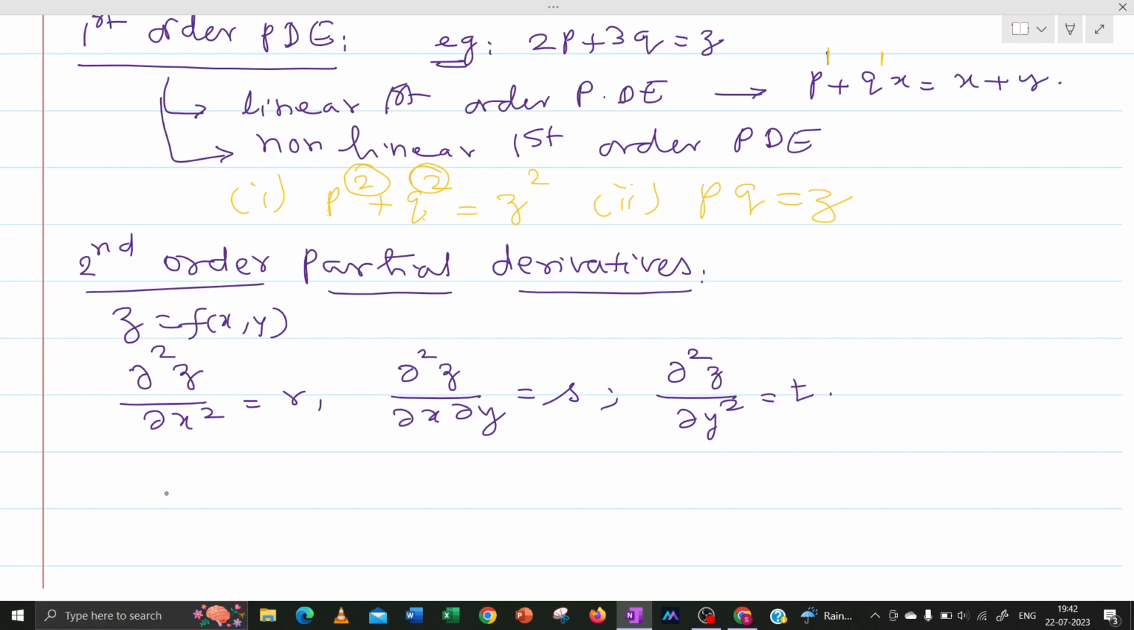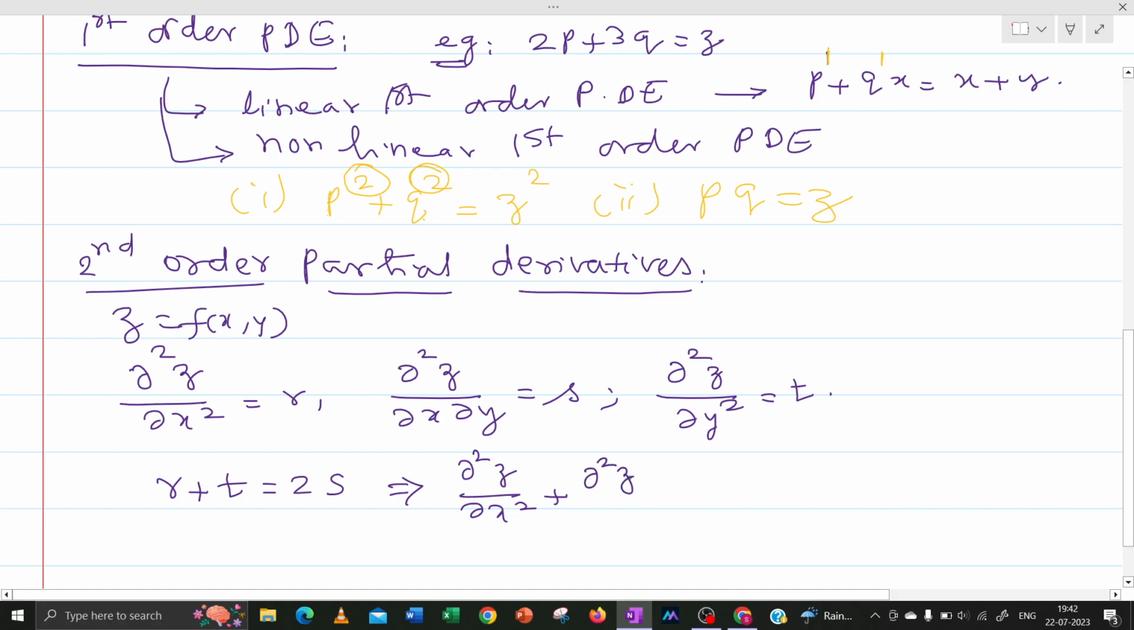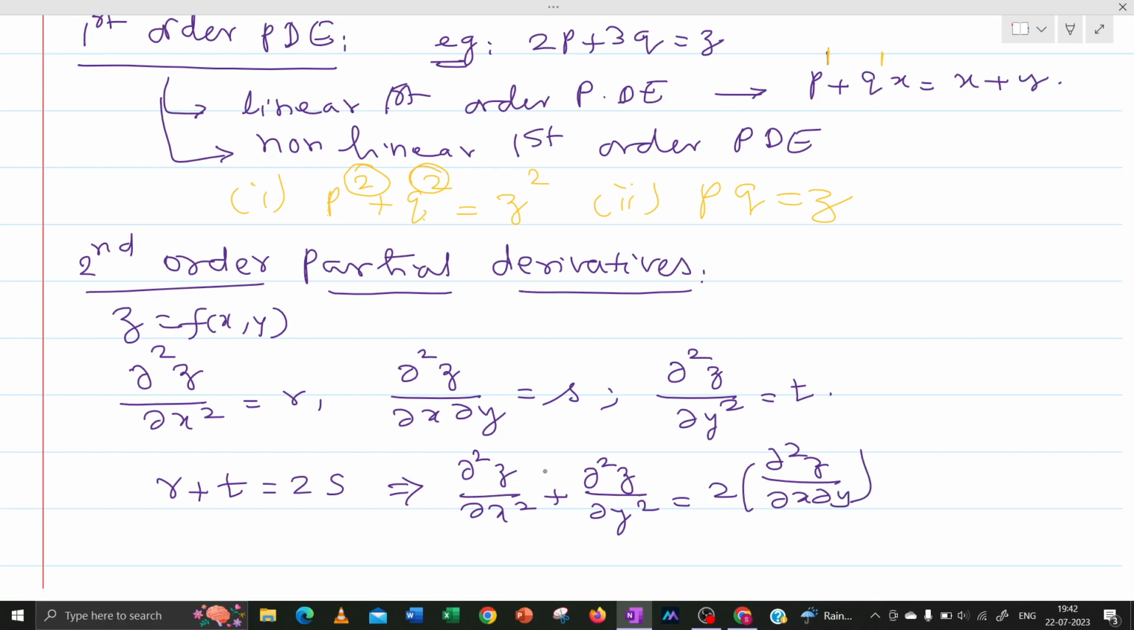A simple example of a second order partial differential equation: we can write r plus t equal to 2s. That means ∂²z/∂x² plus ∂²z/∂y² equal to 2 into ∂²z/∂x∂y. This is one example of a second order partial differential equation.